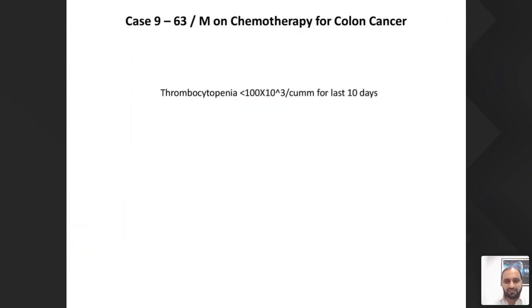This is an interesting case which I just came across. A 63 year old male on chemotherapy for colon cancer was continuously being given a report of thrombocytopenia of less than 1 lakh for the last 10 days. I don't know why either the slides were not seen, or maybe it was not picked up. Luckily, I picked it up, or I would say the CellaVision picked it up.